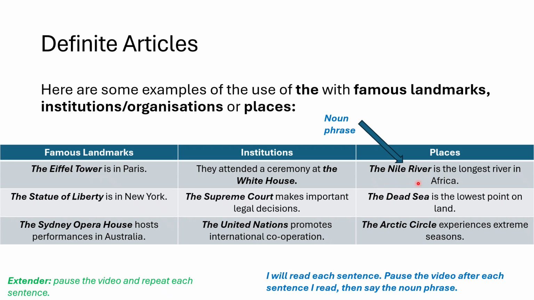The Nile River is the longest river in Africa. The Dead Sea is the lowest point on land. The Arctic Circle experiences extreme seasons.